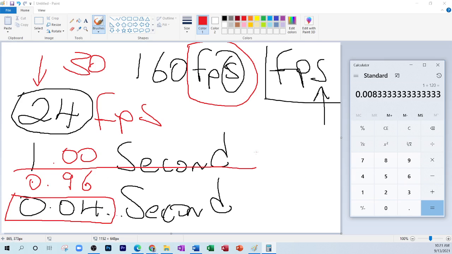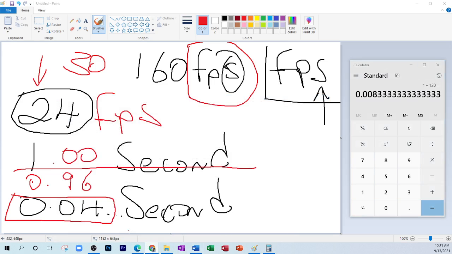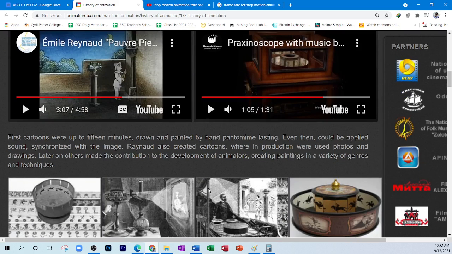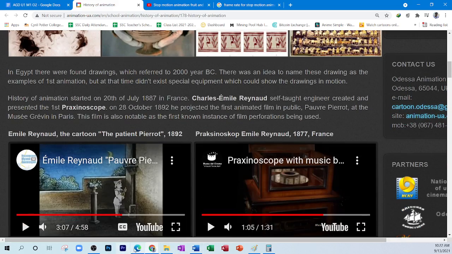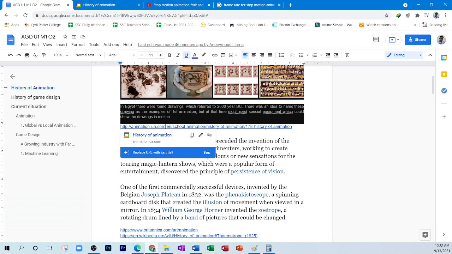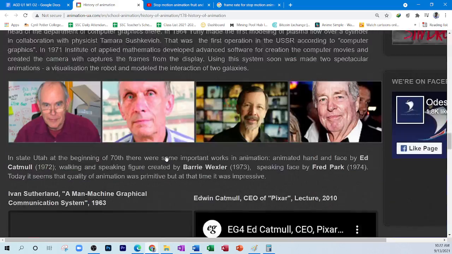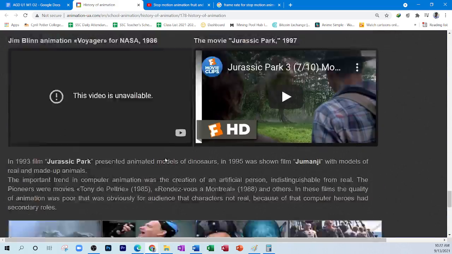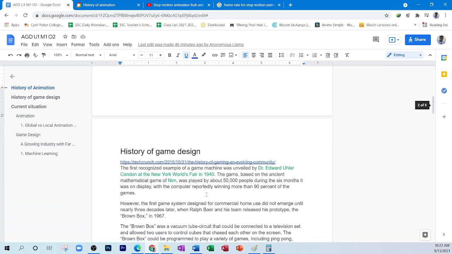Yes, so that's a detailed explanation of frames per second. What are we looking at? Alright, so we're way beyond our scheduled time. So we're going to stop here at the history of animation. I think there's a few more content inside of it. So in the next class we can continue to go through it, and hopefully we get to start the history of game design.